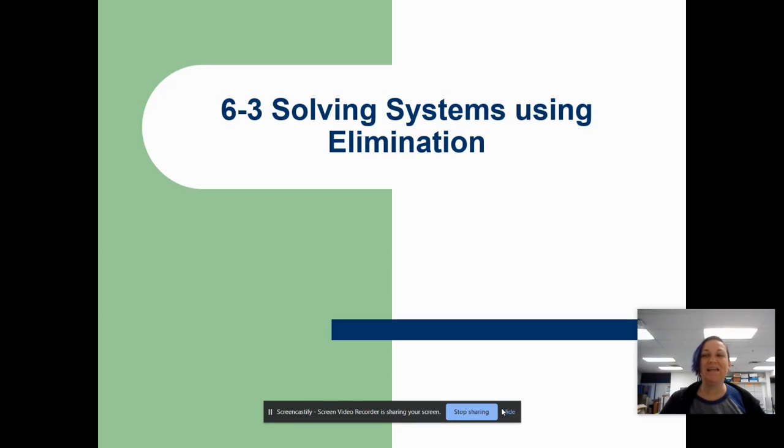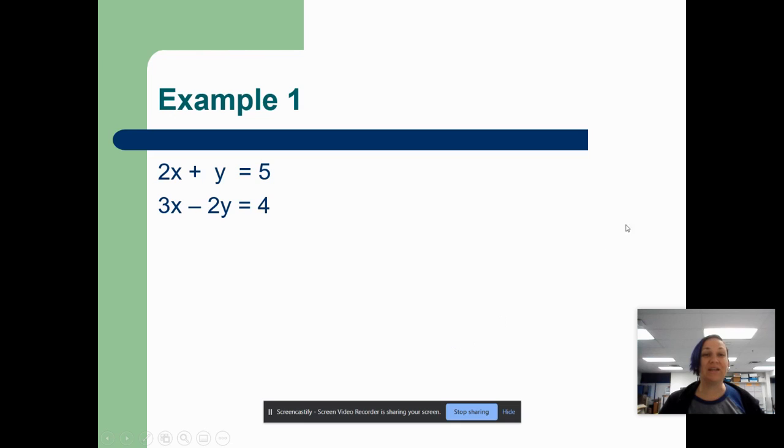Hi guys. Today we're continuing with solving systems using elimination. In today's equations, one of the variables will not immediately cancel out. So we'll need to change the equation a little bit more than just multiplying by a negative. Here is our first example.